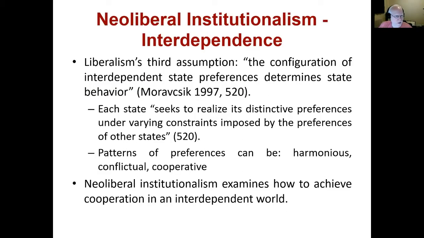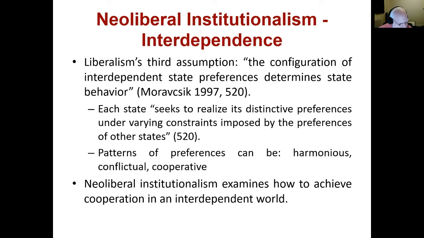All right, so neoliberal institutionalism focuses a lot on interdependence. And so, again, that's a linkage back into liberalism. So remember liberalism's third assumption: the configuration of interdependent state preferences determines state behavior, right? And neoliberalism focuses heavily on this interdependence. So what are the effects of interdependence on interstate action, on how states behave?